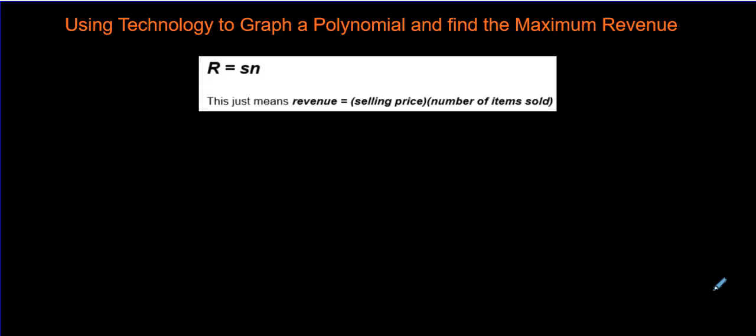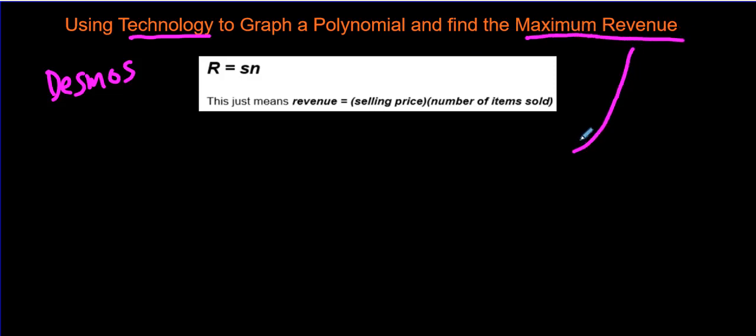Hey folks, today we're going to use technology, and often when I say that, it means we're going to use the Desmos online graphing calculator to graph a situation that's given by a polynomial, a real life situation, where we're going to find the maximum revenue.